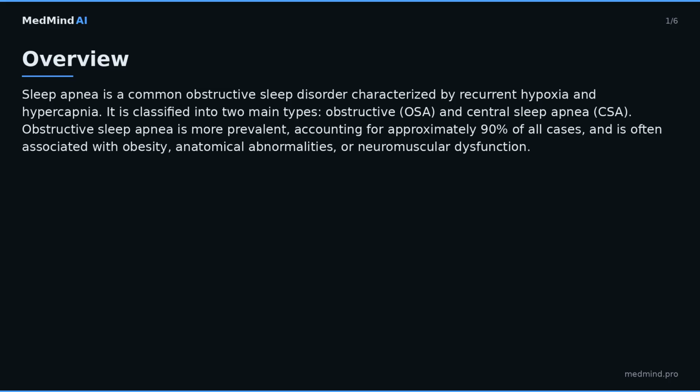It is classified into two main types, obstructive, OSA, and central sleep apnea, CSA. Obstructive sleep apnea is more prevalent, accounting for approximately 90% of all cases, and is often associated with obesity, anatomical abnormalities, or neuromuscular dysfunction.